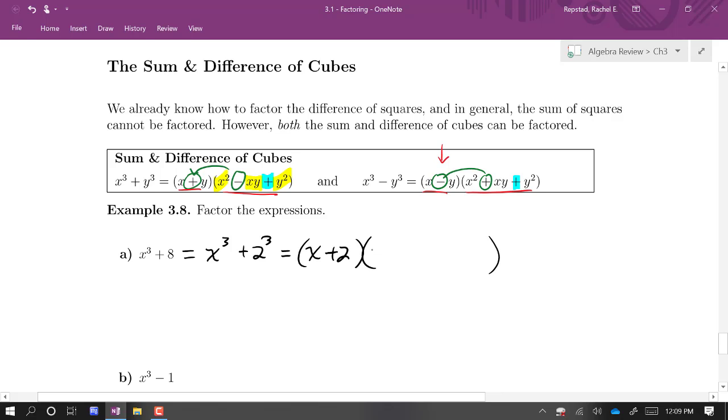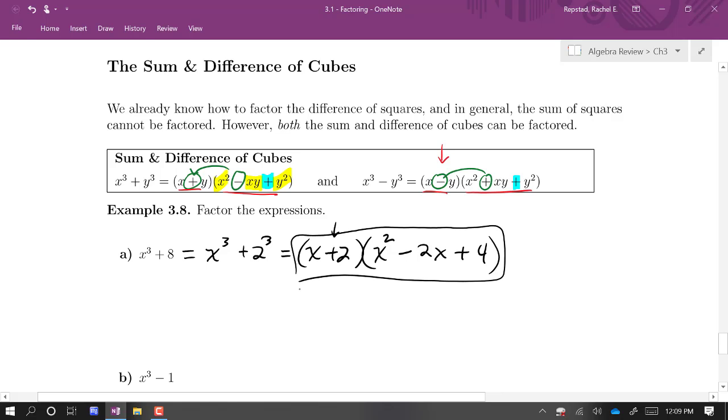My big factor is x times x, which is x squared. And then we have 2 times x, and then we have 2 times 2, which is 4. It always ends on a plus, so I got a plus 4, and then this sign always differs from this sign, so that's a minus 2x. And that is as far as this can go.